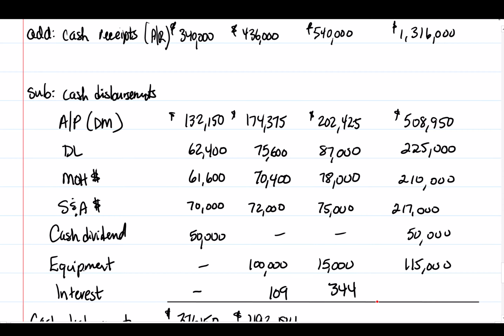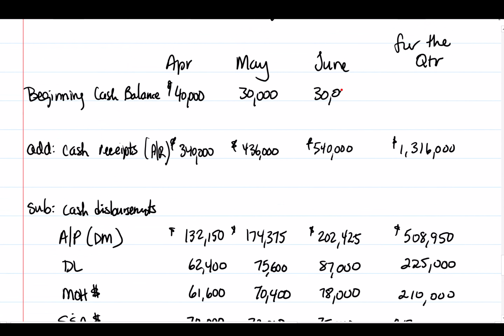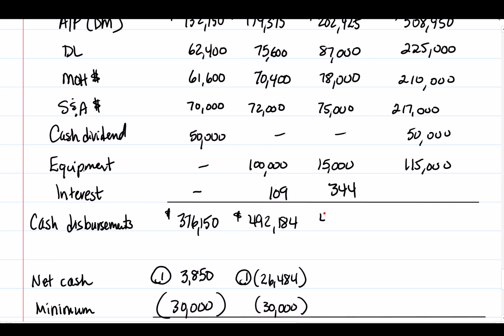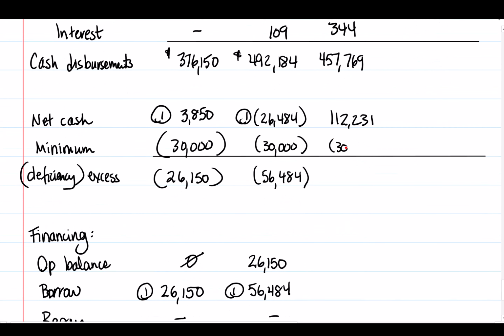Our ending cash balance was $30,000, so we can now do June. $30,000 plus the $540, subtract $457,769 means you now have a positive net cash of $112,231. Minimum balance is $30,000, so therefore we can repay $82,231. If you have more than what's in your line of credit, you're only going to pay back what you owe in your line of credit.